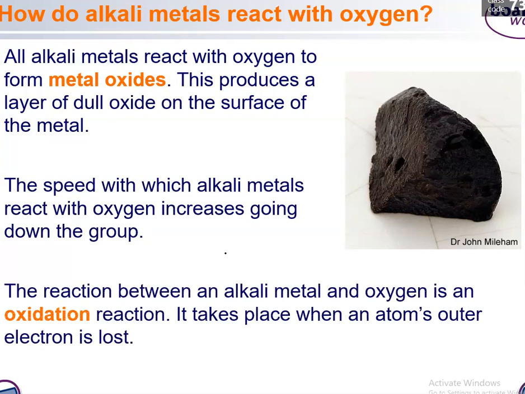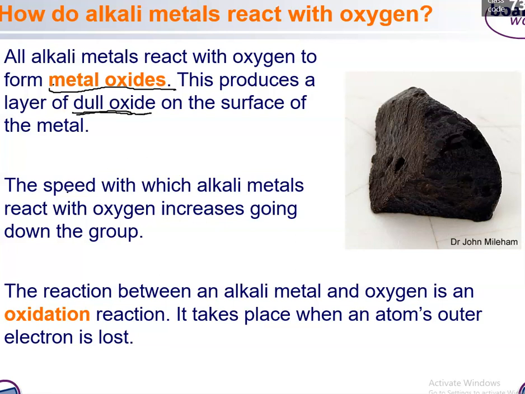Okay, so alkaline metals react with what? Oxygen to form metal oxide. Now, this produces a layer of dull oxide on the surface, and that's why when you cut lithium, for example, at first it looks shiny. Within a few seconds it starts getting dull. Now, the dullness is the metal oxide being formed.